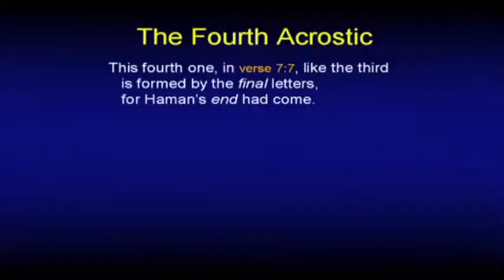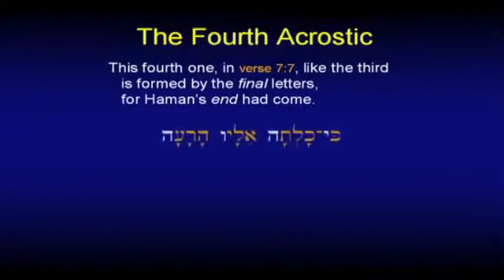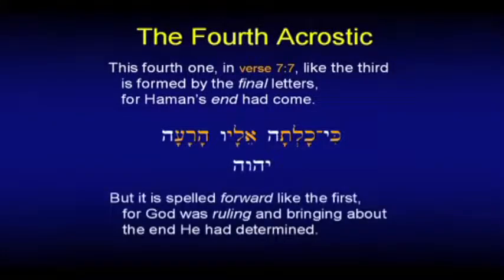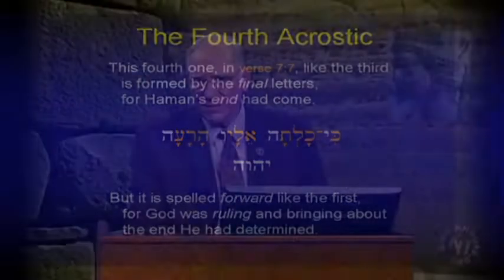The fourth one is in chapter 7, verse 7. Like the third, it is formed by the final letters, for Haman's end had come. So again, we're taking the last letter of each word, and we have Yod Hey Vav Hey forward now. It's spelled forward like the first, for God is ruling and bringing about the end that he had determined. Okay? You got that all down?